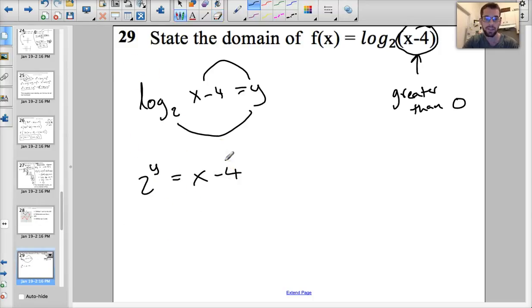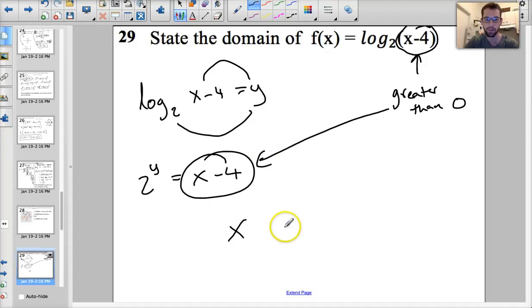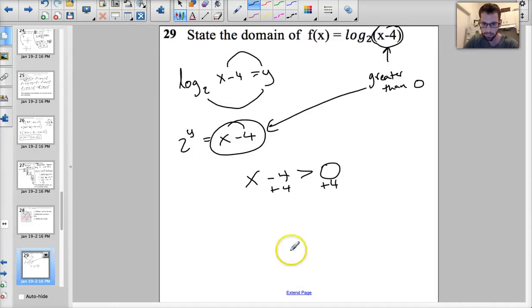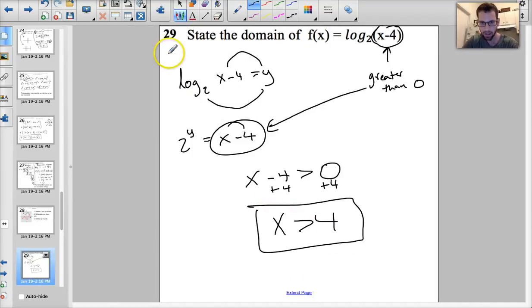So that means that this thing here is always positive. Must be positive, must be greater than 0. So I am literally going to say x minus 4 has to be greater than 0. I'll add 4 to both sides, and I get x has to be greater than 4. That is my domain.